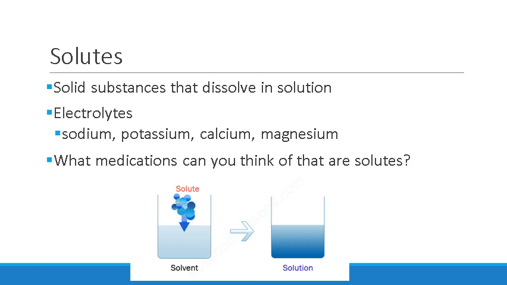Okay, so the electrolytes that we commonly see mixed into a solution format would be sodium, potassium, calcium, and magnesium. These are called electrolytes because they can conduct electricity when they're dissolved. So really important for the function of our cells and of our body. We need these electrolytes to properly function.